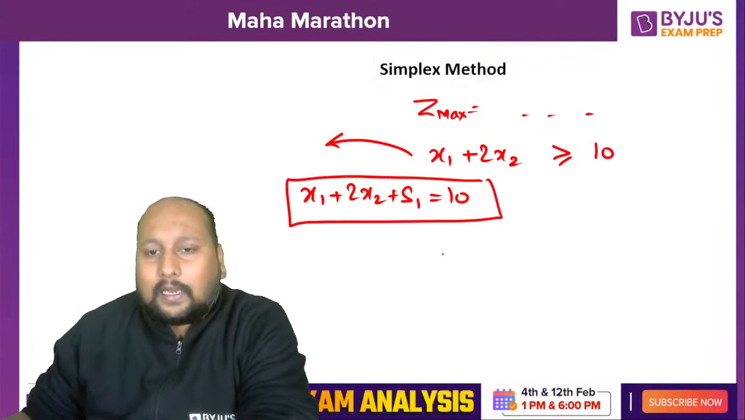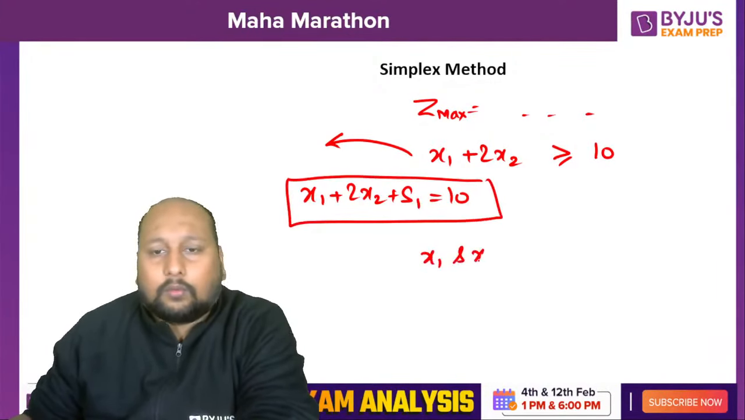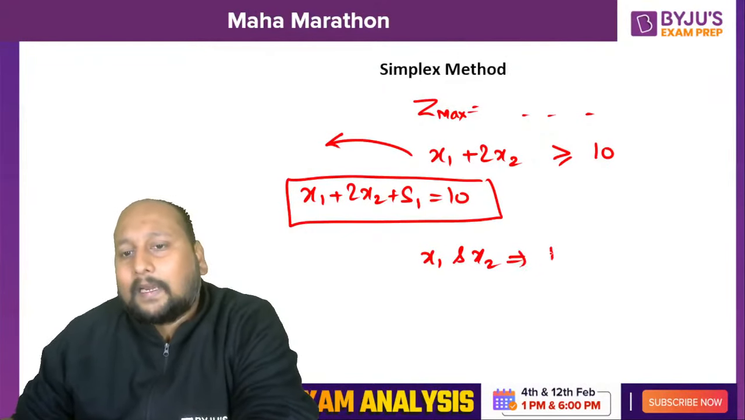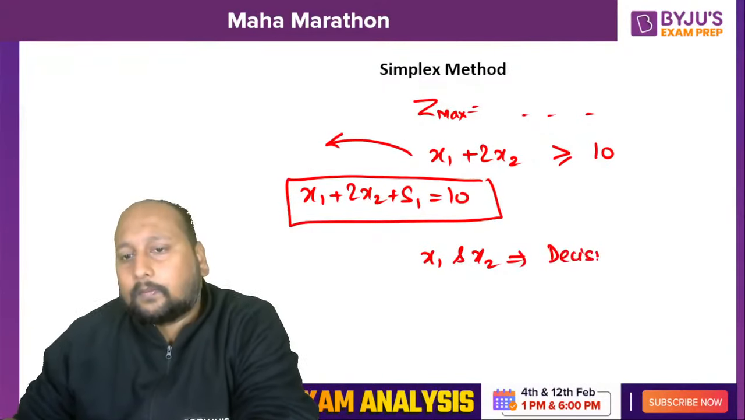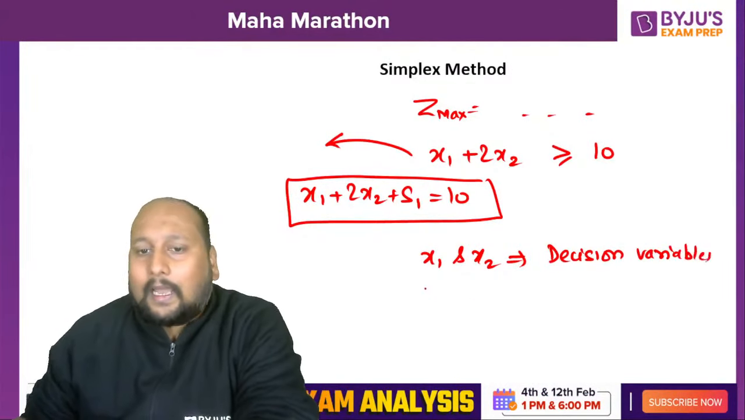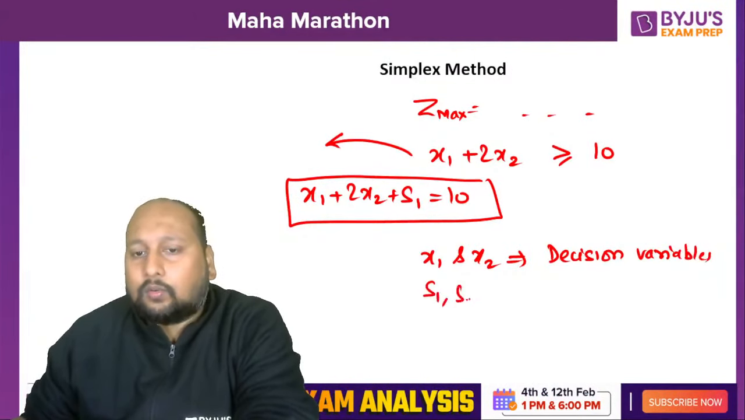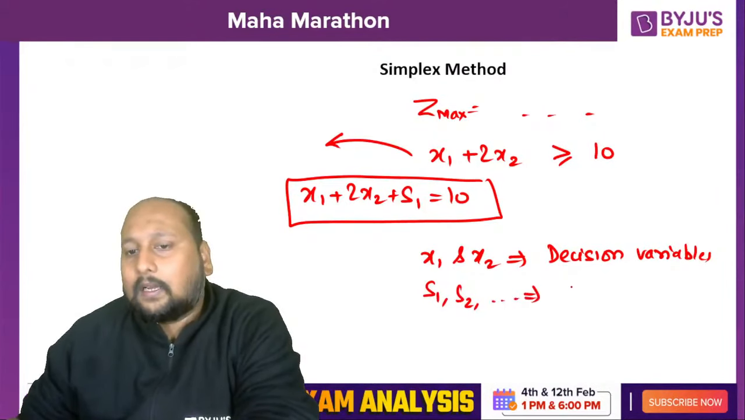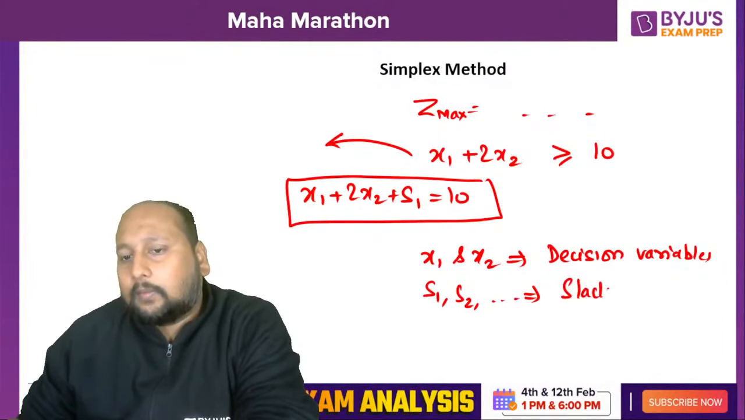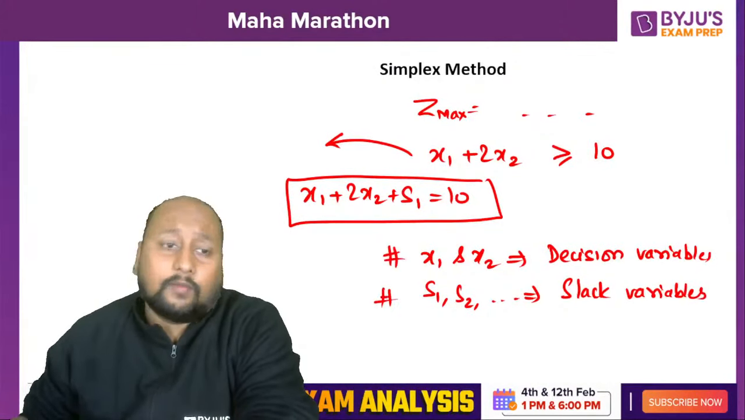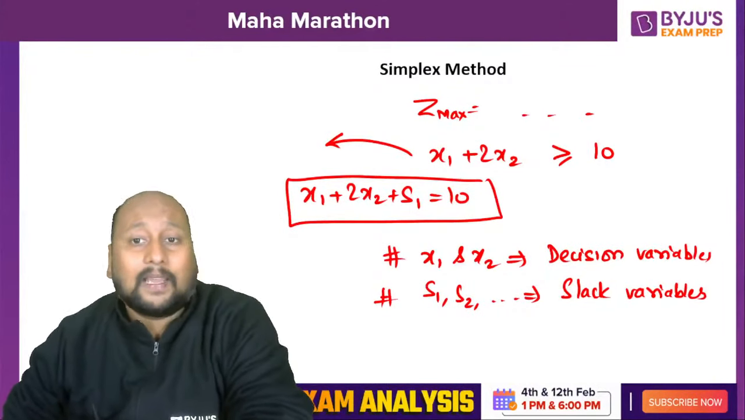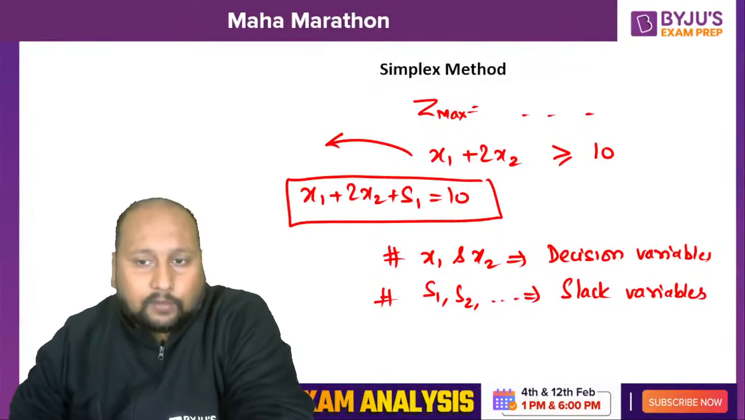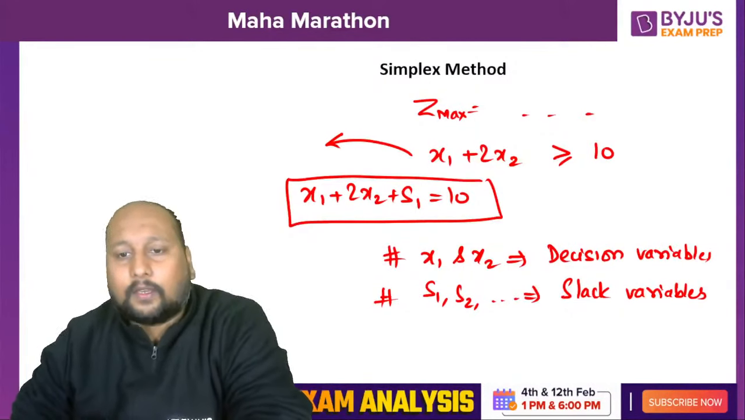So here the x1 and x2, we call them the decision variables, right? And s1, s2 will be called the slack variables. And this should always be a positive value. This should not have any negative value. The decision variables and the slack variables will always have this.